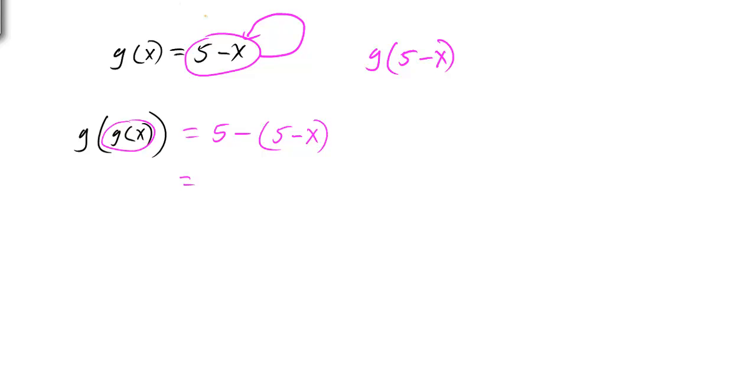So then once again here we would distribute the negative sign, and we would end up with 5 minus 5, and a negative makes it a positive x. The 5's cancel, so we're left with x.